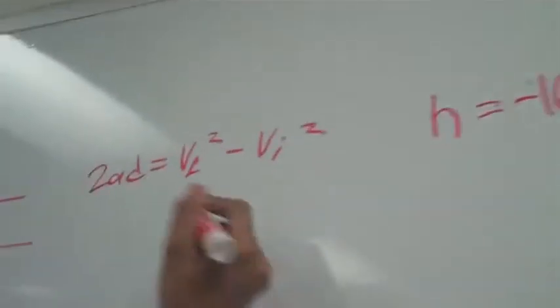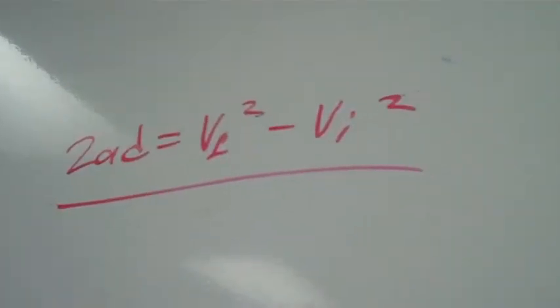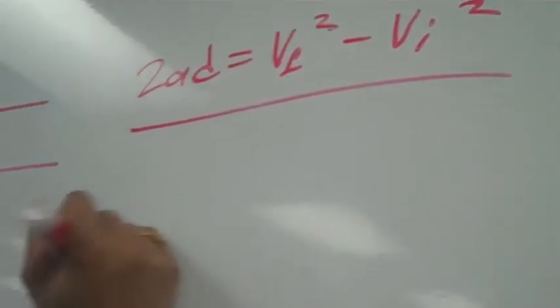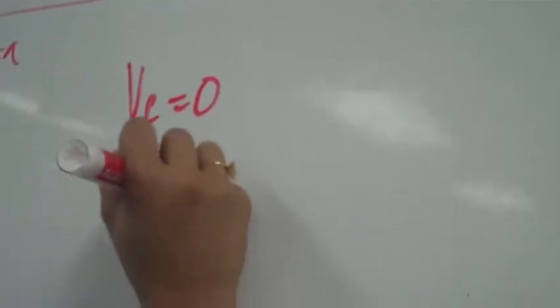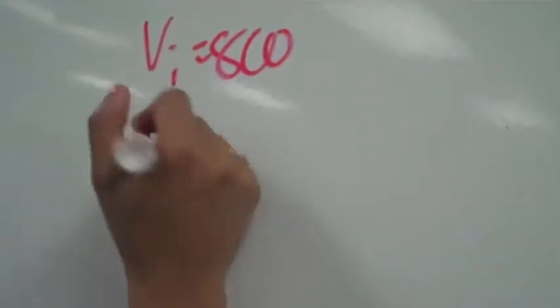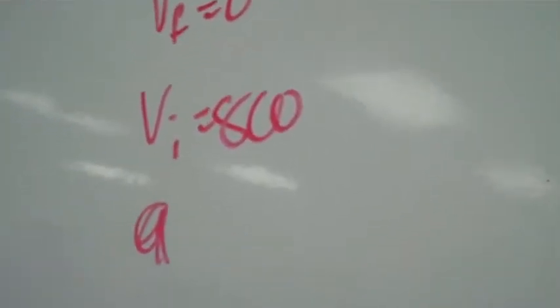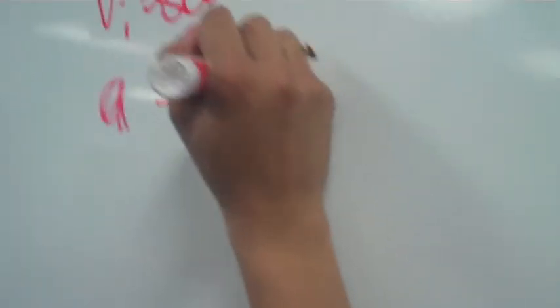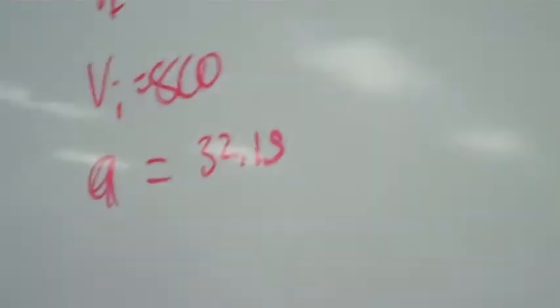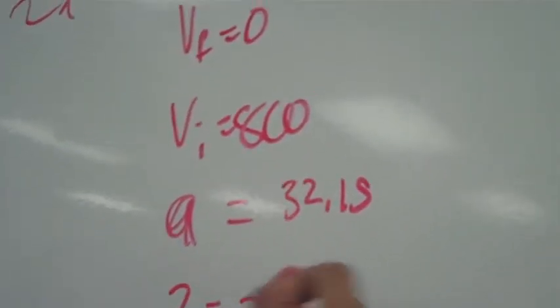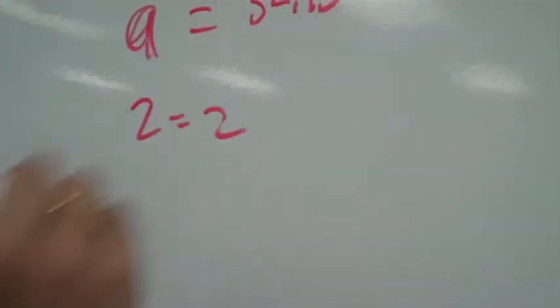So this is the equation we would use in order to find the distance, and then we know VF is equal to 0, VI is equal to 800. Wait, so what do these variables mean again? VF is final velocity, VI is initial velocity, A is the acceleration. In this case, it is 32.15 feet per second. And then D is distance, so that's what we're finding out here.